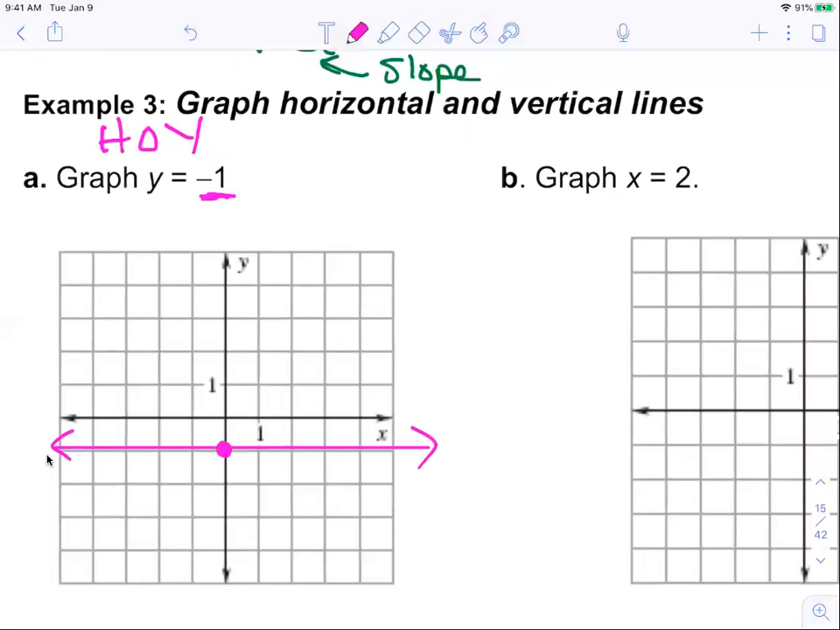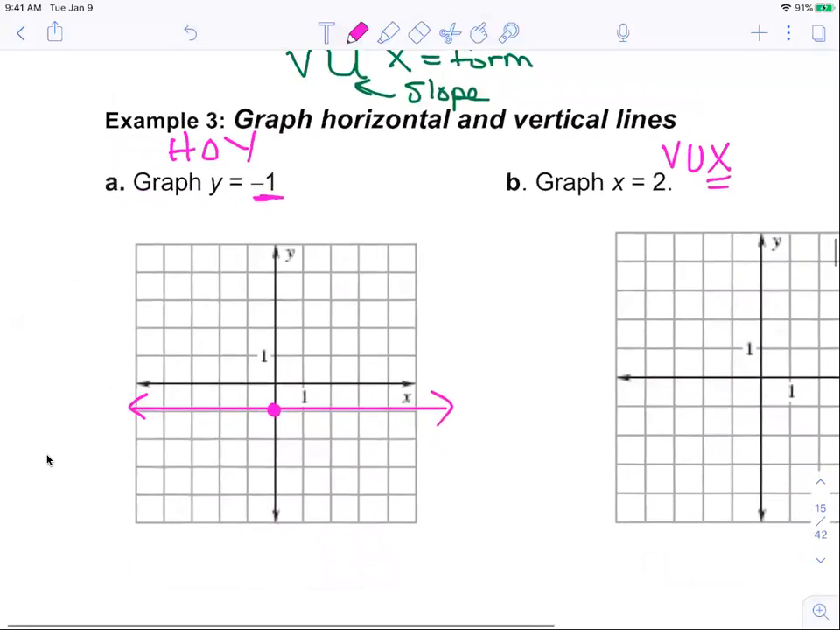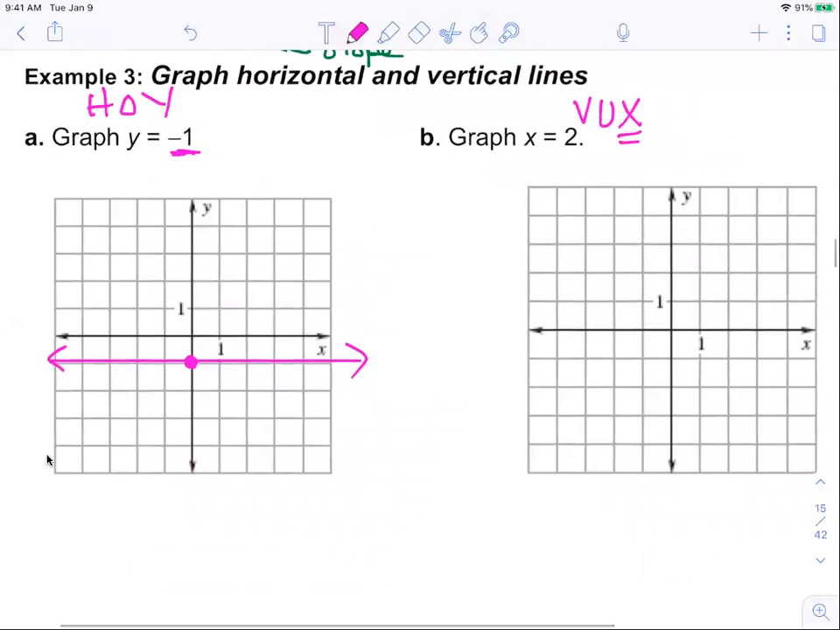The final graph says x equals, this is my vertical line because there's an x in the equation. It's an x equals form, and the slope is undefined. So I'm going to go to where x is equal to 2. Literally, it's telling you exactly what you're supposed to do. X is equal to 2. Okay, well, here's x is 2. And then I need to draw a vertical line going through that point of 2. Again, the slope is undefined. It's not moving. It's just a vertical line.